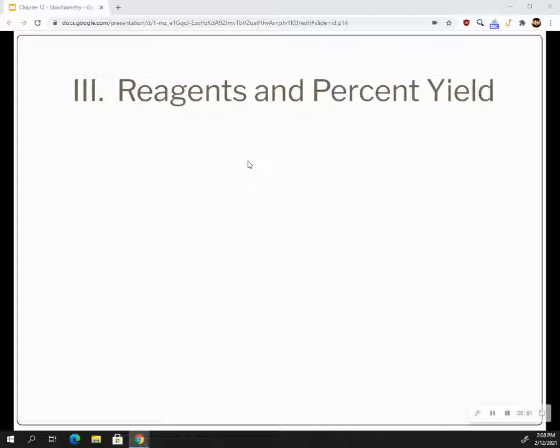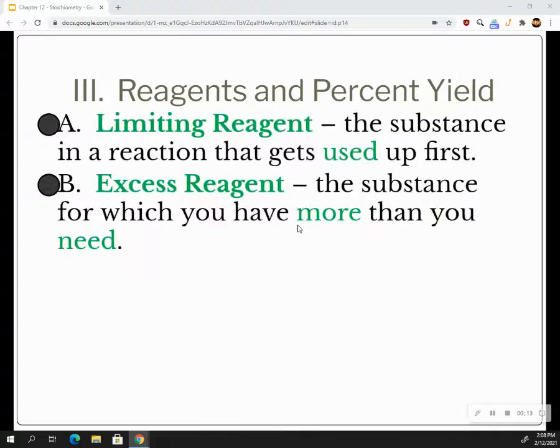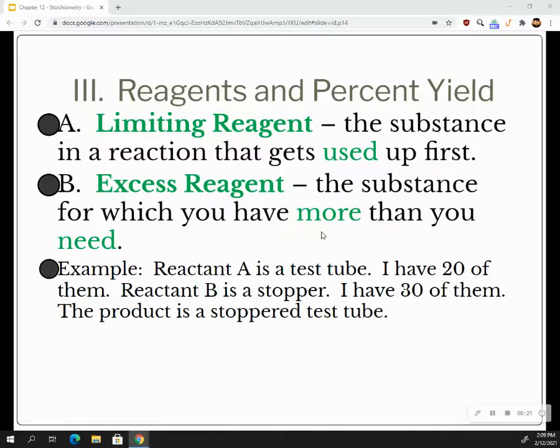So once we've gone through balancing equations and figured out our mole ratios, we can get into the reagents and percent yield form of this. A limiting reagent is a substance in a reaction that gets used up first. An excess reagent is something that you have more than you need. It's not something that will end up.